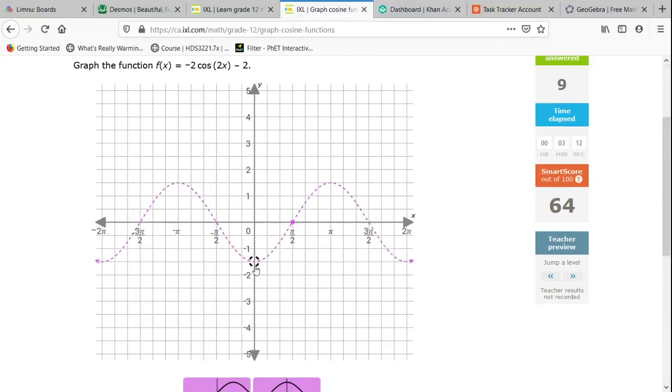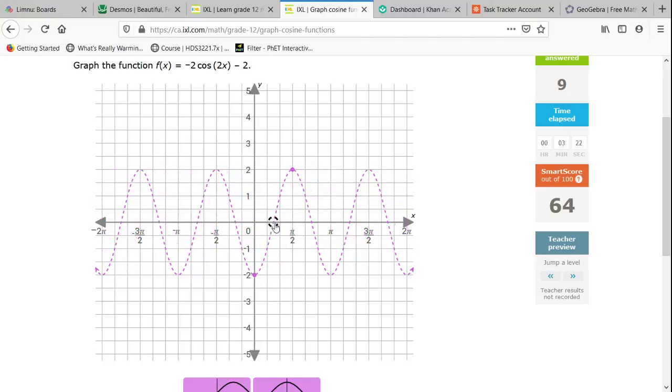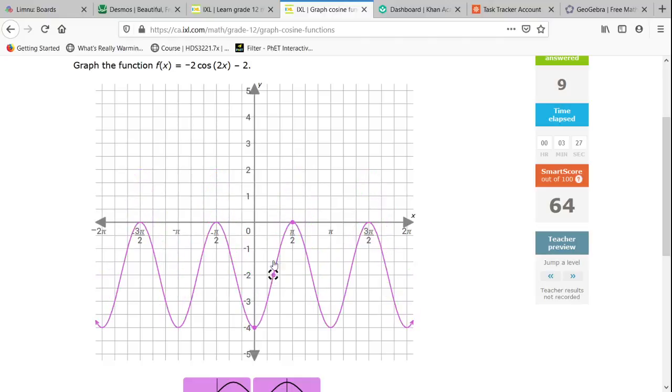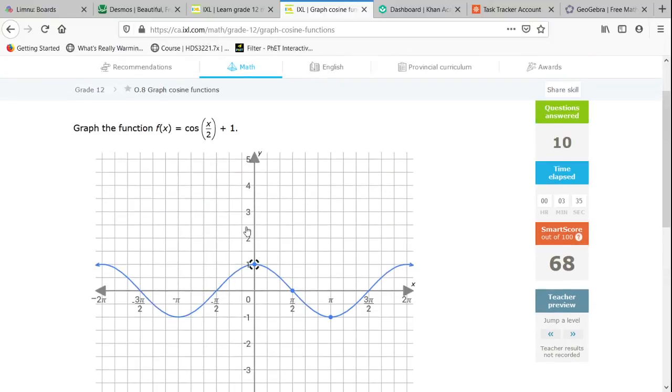So amplitude first, our 1 becomes a negative 2. Then our period. We have that 2x. This has to become half that distance to make it a period of pi. We shift it back to keep the minimum there, and now we drop it by 2. So here, no amplitude. We'll deal with the period first then. So x over 2 means this is a period of 4 pi. So we have to double that distance and slide our maximum back to the y-axis, and then add 1.